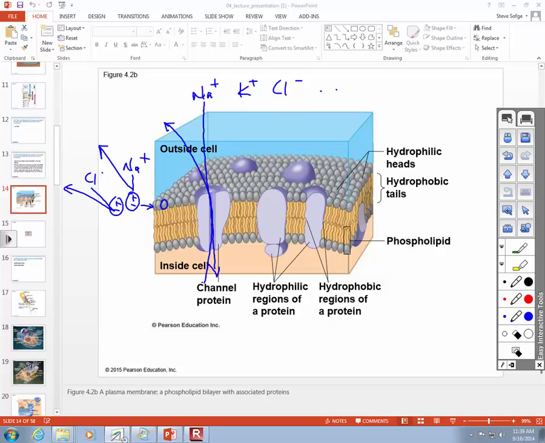But channel proteins are for ions. That's what we use them for. And then some of these are not really channel proteins. Some of them are what we would call carrier proteins. I would call this possibly a carrier protein.